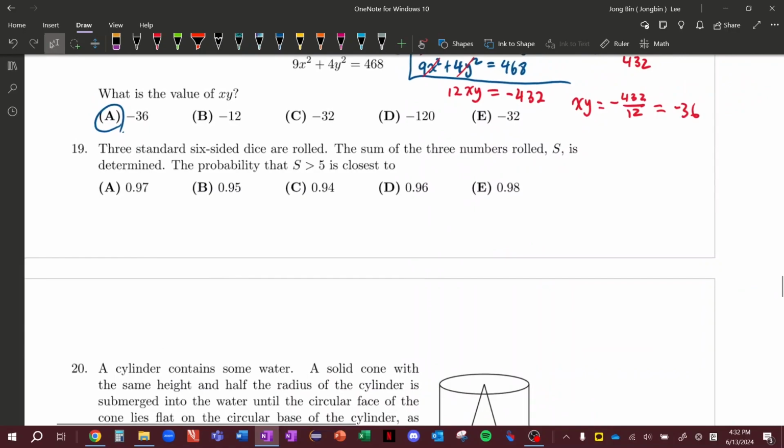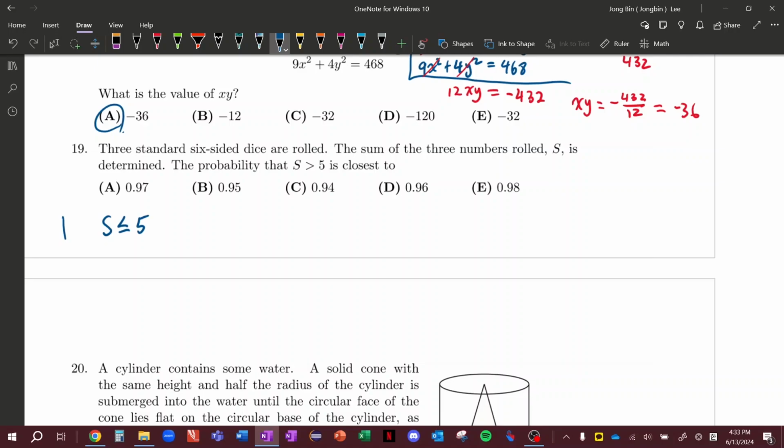And question number 19, 3 standard six-sided dice are rolled. The sum of the 3 numbers rolled, represented as S, is determined. The probability that S is greater than 5 is closest to. Okay, so since there are way fewer occasions of calculating when S is less than or equal to 5, we will subtract this from 1 to get our probability.